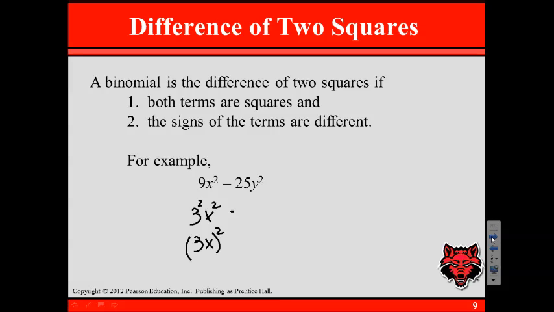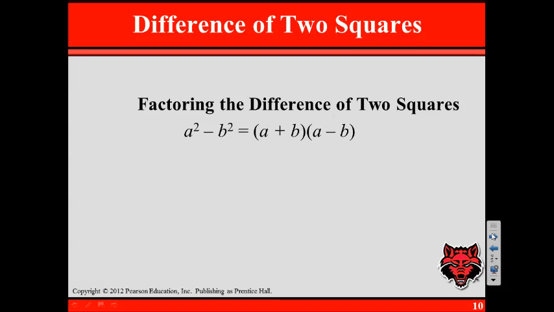Following the same pattern, 25 is 5 squared, so 5 squared y squared, or just 5y squared. And that will always be our first step before we try to factor something in this form. Once we have something written as a term to the 2nd power minus a term to the 2nd power, we take those terms and fill in the blanks in our binomials. We add those terms in the first binomial and we subtract those terms in the second binomial.